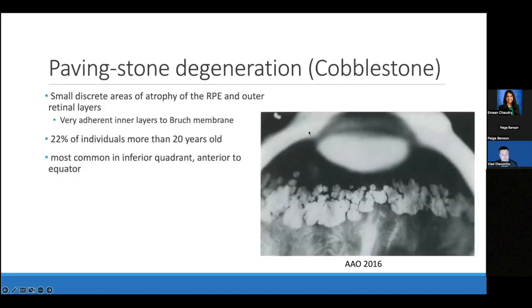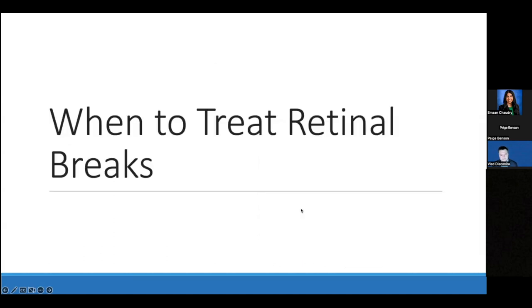And this is some other stuff that, I'll just skip this for brevity, other things that aren't really going to lead to detachments. These white things that you see on the periphery of the retina, here's an example of one. Very commonly you see these white little patches around the periphery that don't lead to any detachment.